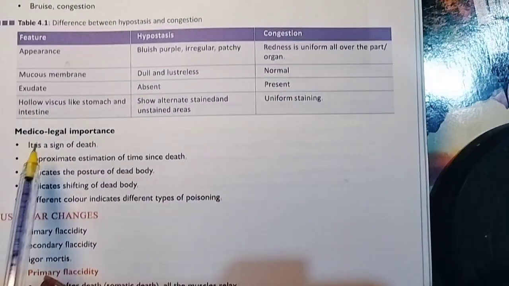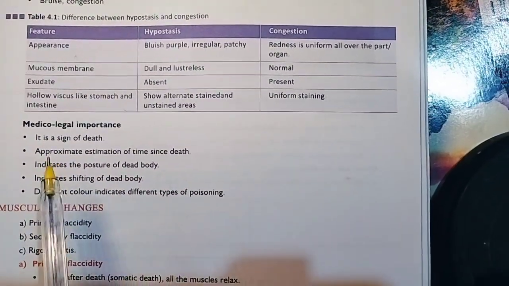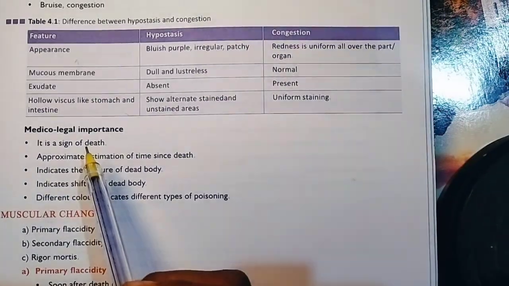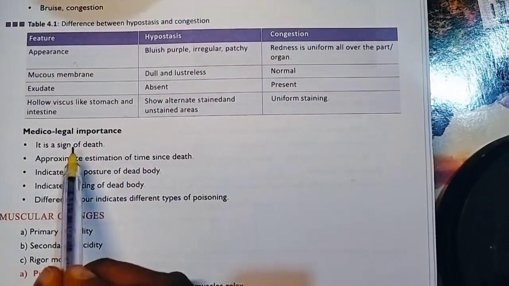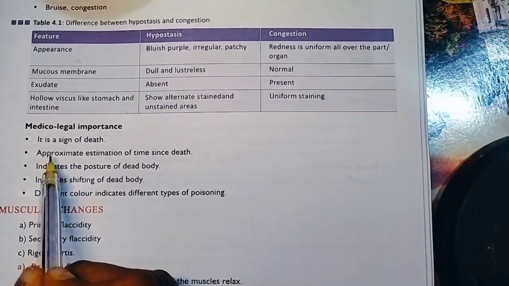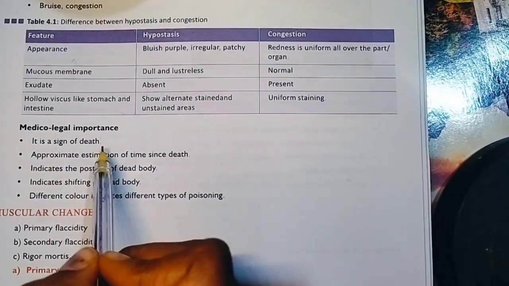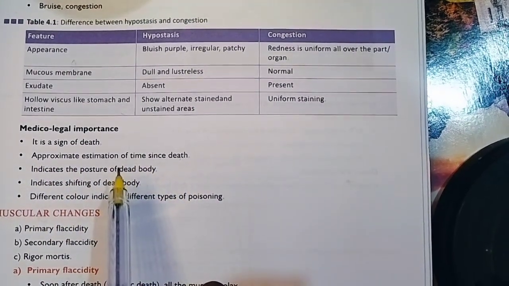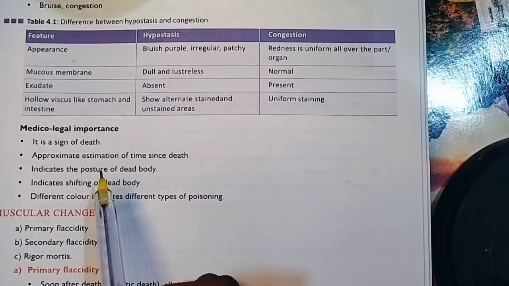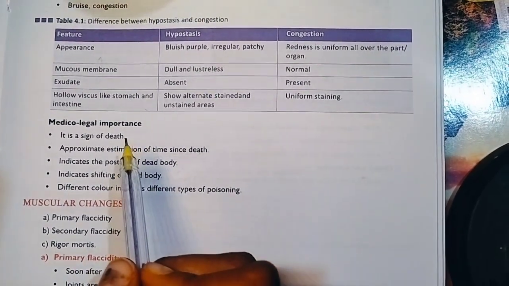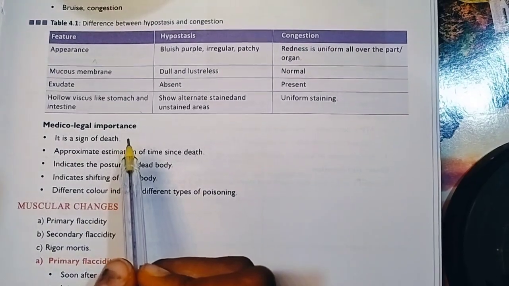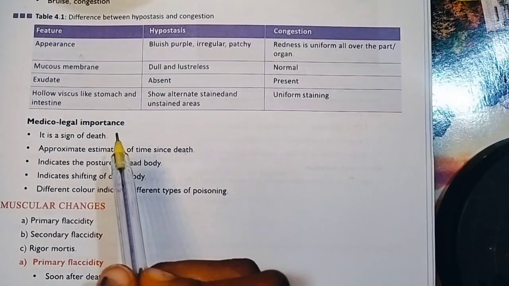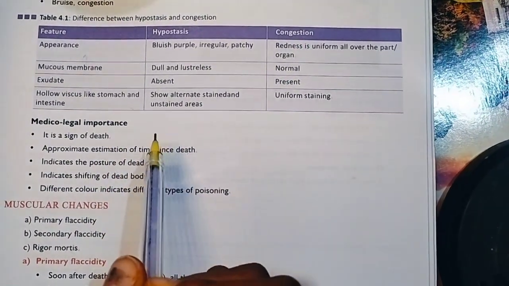Next, in every question in forensic medicine, whatever the question may be, you have to write the medico-legal importance. What is the medico-legal importance? It is a sign of death. Next, approximate estimation of time since death. Based on the lividity we can say the time since death, because after 6 hours fixation of lividity is seen. If a body shows fixed lividity, then you can say it has been about 6 hours since the person died. So based on that, we can say the time since death.